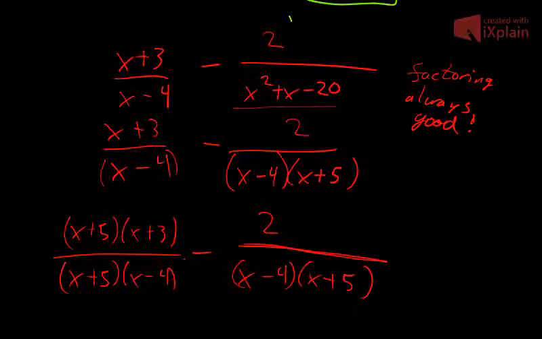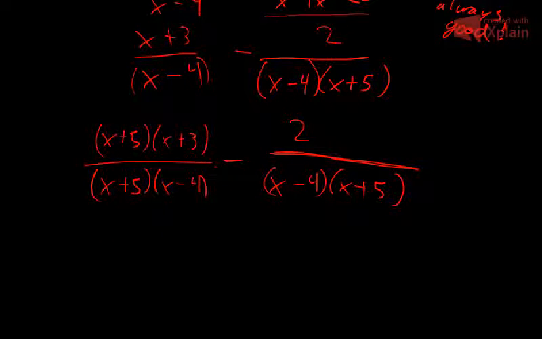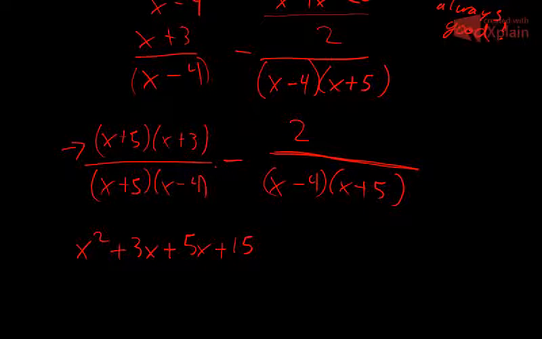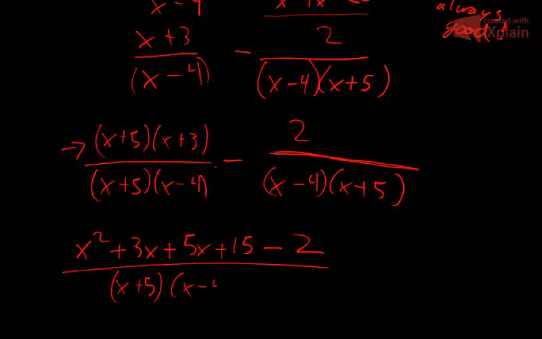All right. Here goes. I've got to FOIL this piece right here. So that would give me first is x times x, x squared. O is outer. x times 3 is 3x. I is inner. 5 times x is 5x. And last is 5 times 3, which is 15. And I have my minus 2, and that will be divided by x plus 5 times x minus 4.